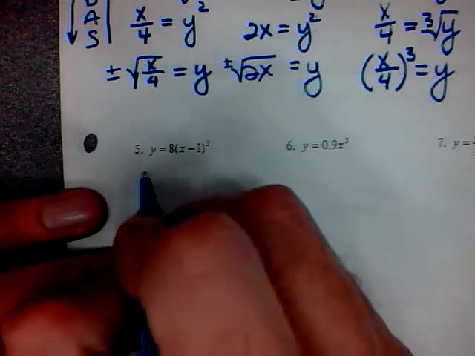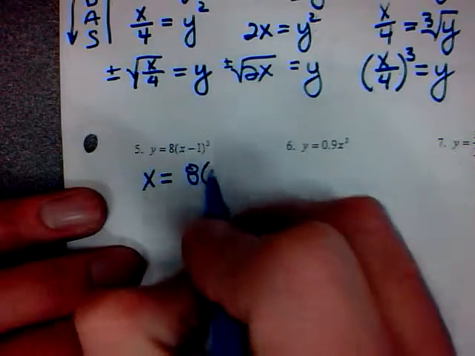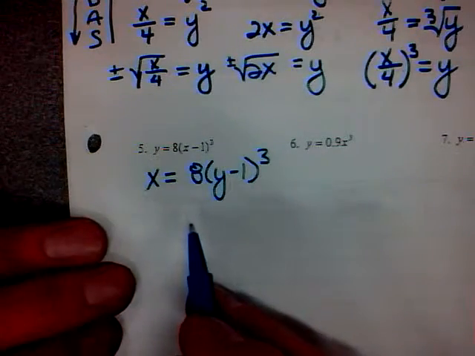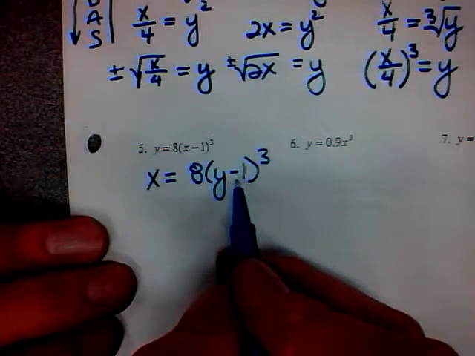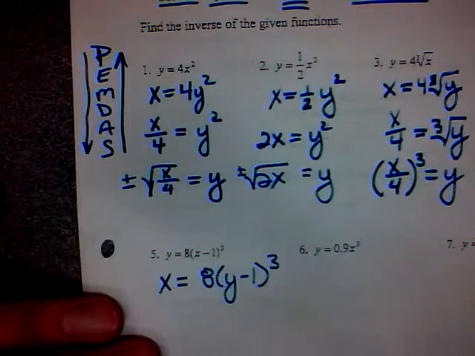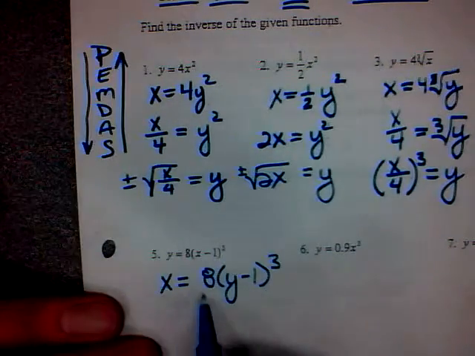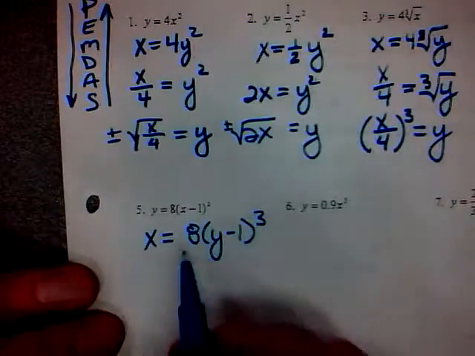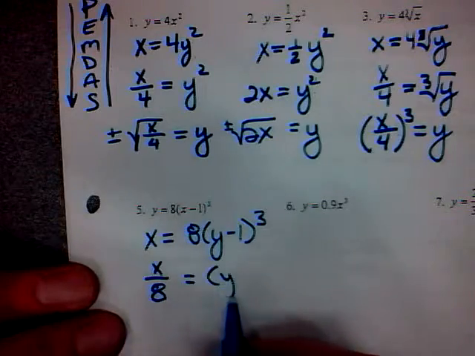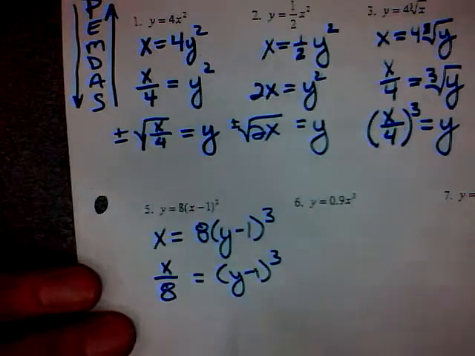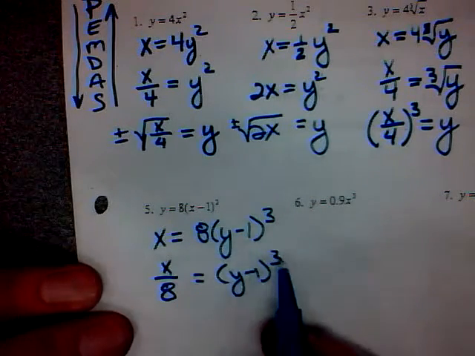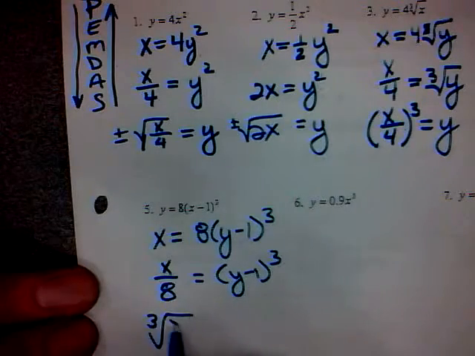Number 5, switch x and y. X equals 8 times y minus 1 cubed. Okay. And then we're going to slowly undo this. We do have subtraction here, but that's in parentheses, so that's going to fall under the parentheses part here. So that's going to be last. Okay. So we're going to start by getting rid of the multiplication, so that means we have to divide. Okay, and then we got to do inside the parentheses last, so we have to get rid of the power. So to get rid of a power of 3, you cube root.